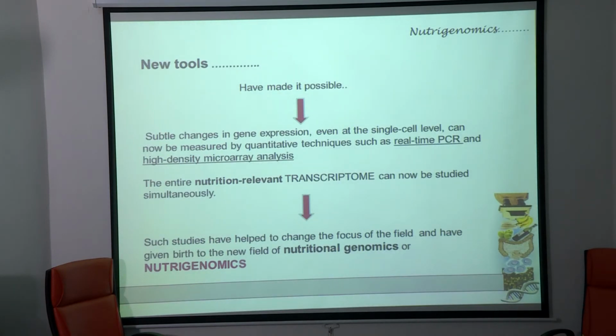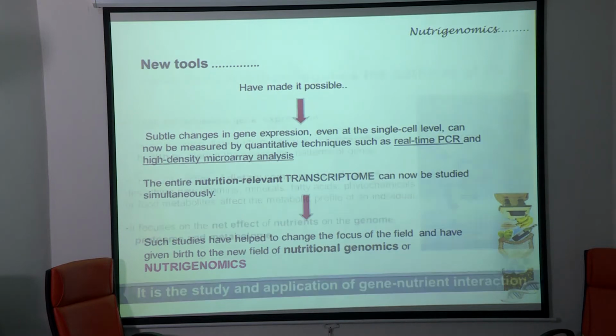Now, these tools are so precise, so accurate, that we can even find out subtle changes in gene expression even at single cell level, and we can measure them in quantitative terms and in real time. In a very dynamic way, we can measure what changes are taking place. The entire nutrition-relevant transcriptome can also be studied simultaneously, which was not earlier possible.